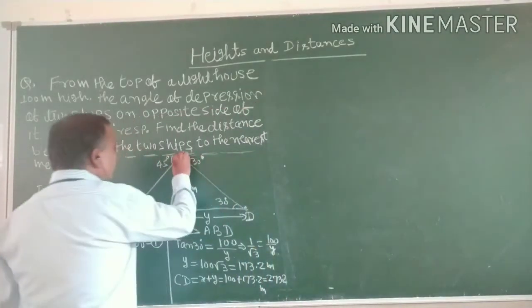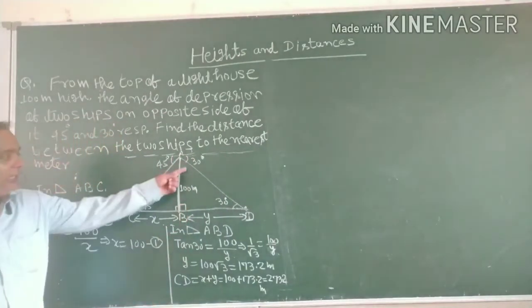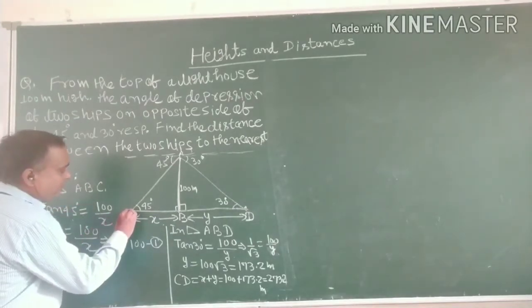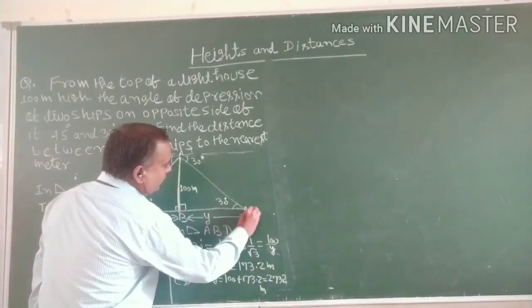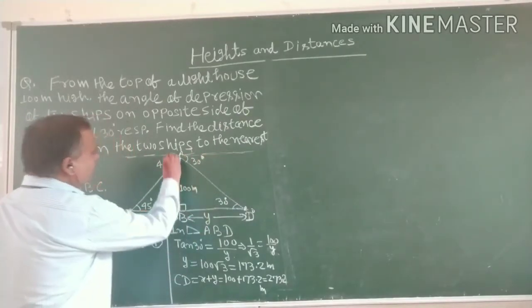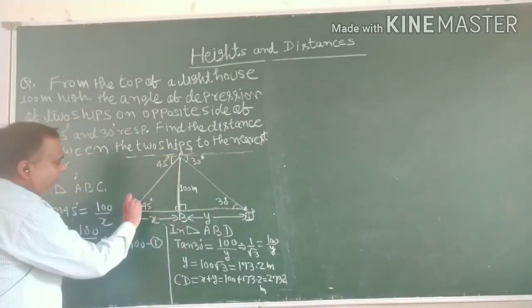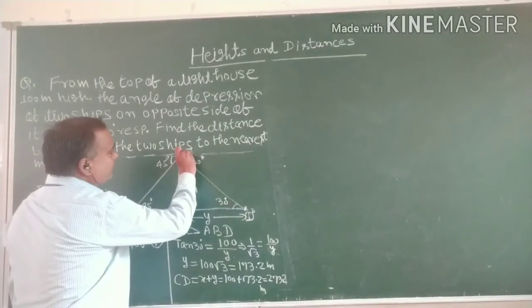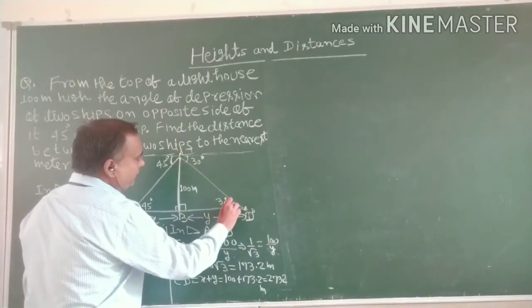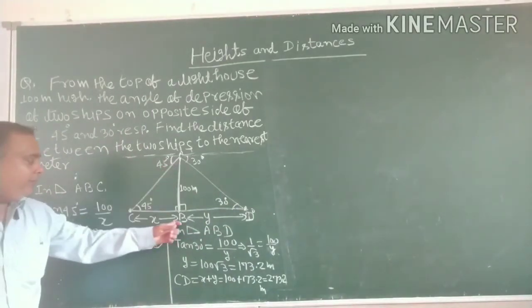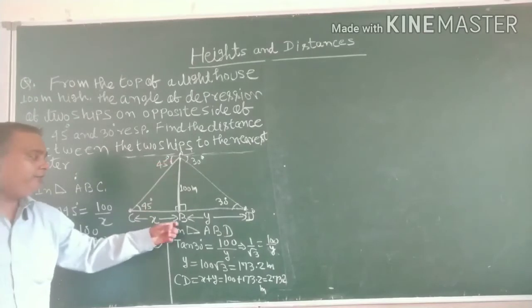So let AB be the lighthouse, and the height is given 100 meter. We have been given two ships on opposite sides of it. So let the first ship be at point C and the second ship at point D. If there is a horizontal line, parallel to the horizontal line, so if this angle is 45 degree, it will also be 45 by the concept of alternate interior angles. Same, if this angle is 30 degree, it will also be 30 degree. Now there are two right angle triangles, ABC and ABD.